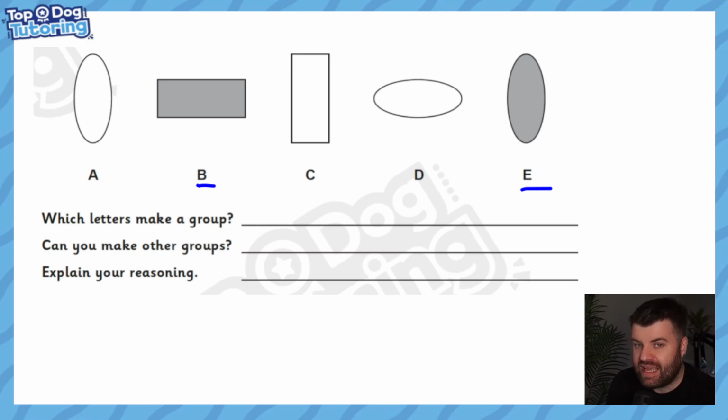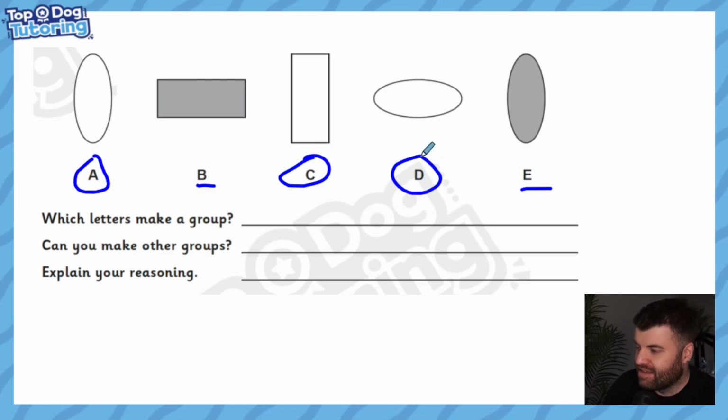So B and E is a group. But you know what that also means? I've actually made another group. You could make a group that is A, C, and D. And they're a group because each of the shapes have white in the middle. So there's loads of ways that you can make different groups.